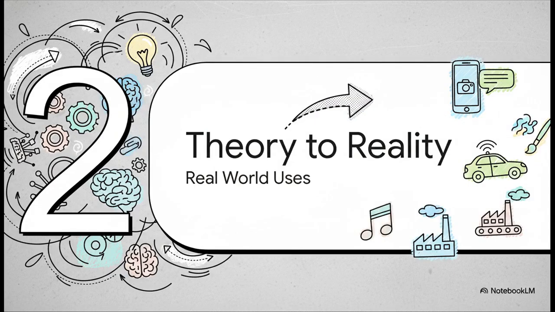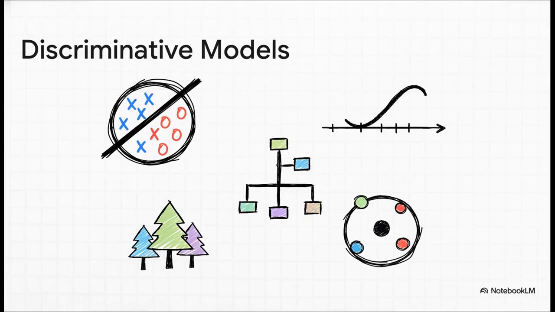All right, so that's the theory. But this isn't just stuff for textbooks. These two philosophies are the engine behind a ton of the AI we interact with every single day. So let's jump from theory to reality and see where these models are actually used. First up, discriminative models. You can think of these as the absolute workhorses of machine learning. We're talking about things like support vector machines, logistic regression, decision trees, the classics.